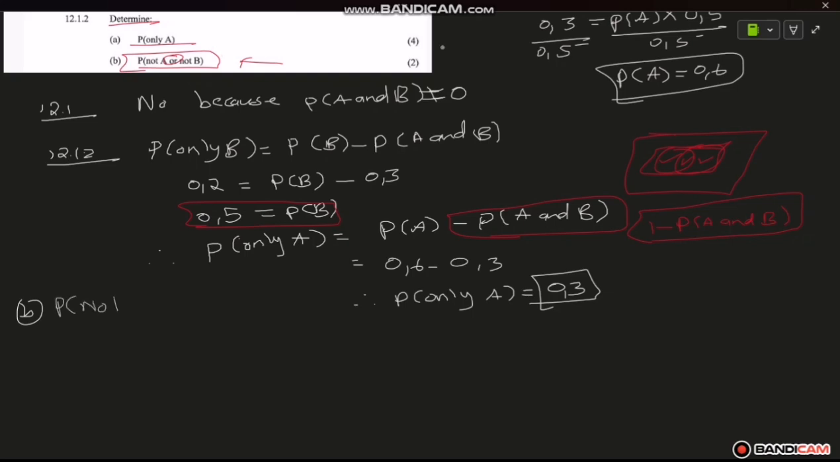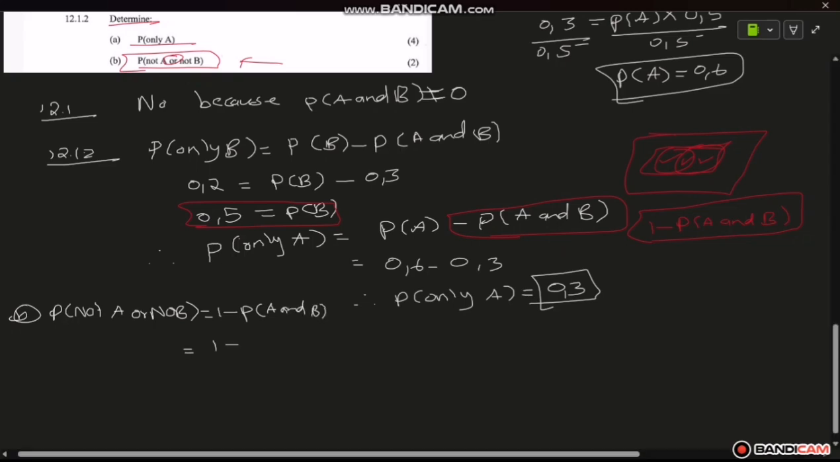So the probability of not A or not B equals, I'm not going to have space here. Let me erase this and start afresh. I must compress my writing. Okay, so P of not A or not B equals 1 minus P of A and B. Therefore, we do have P of A and B, which is 0.3. Therefore, the answer we're going to have for P of not A or not B is 0.7.